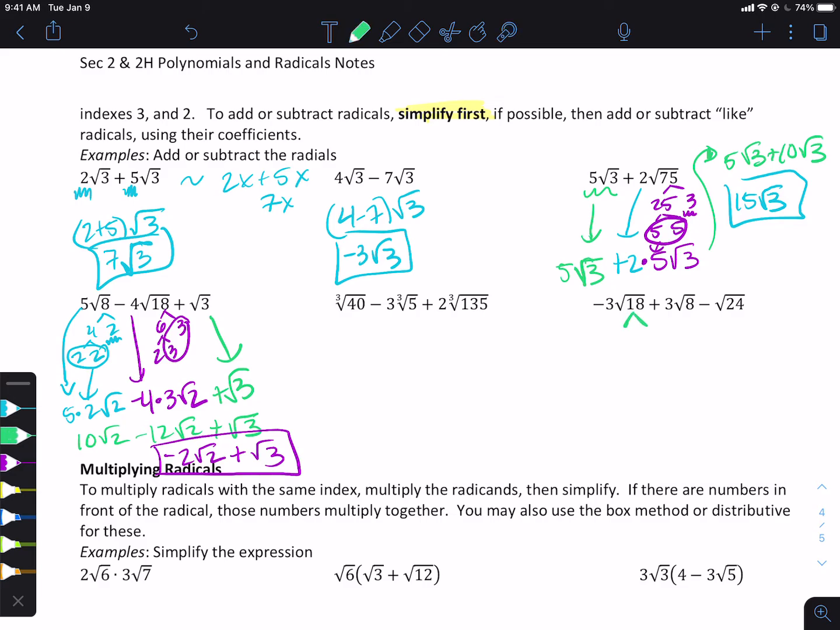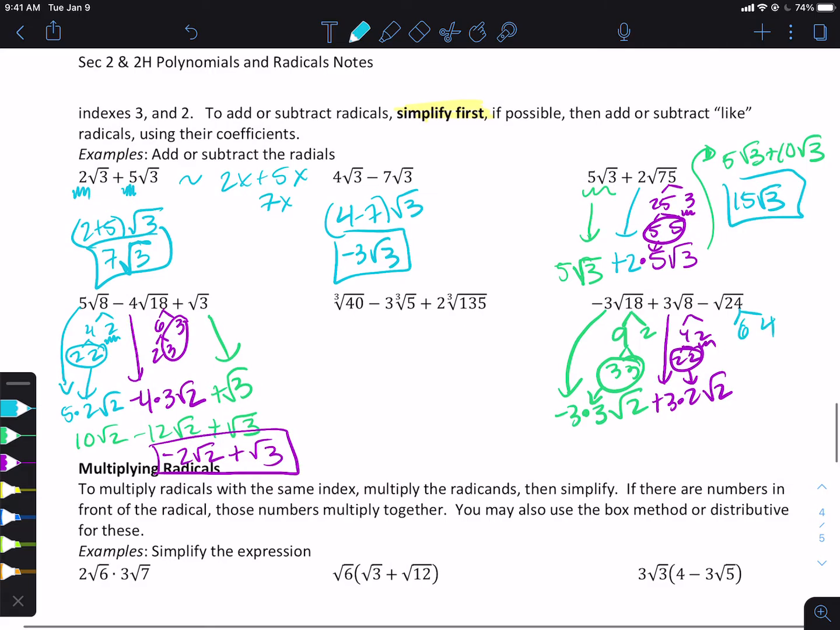So if I break down 18, we've got 9 and 2, and then 3 and 3. So I've got a pair of 3s. This negative 3 stays out in front. We bring out the pair as 1, 2 people, 1 date, and the 2 stays underneath. 8 is 4 times 2, 2 times 2, so the 3 I keep out, so plus 3. A pair of the 2's comes out as 1, and then the loner 2 has to stay underneath. Doesn't have anybody to go out on a date with.